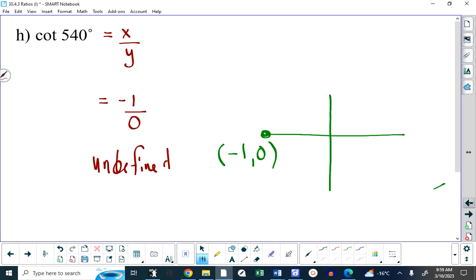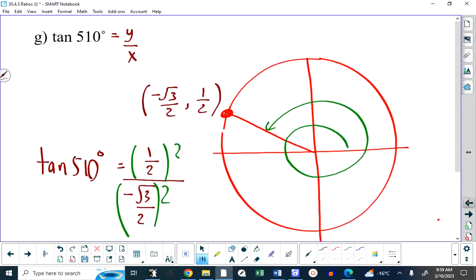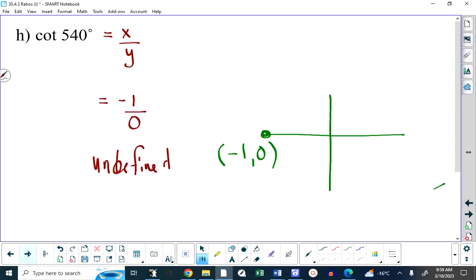Can you go back? Because I think you did the other way around. I think you did the cotangent. We're talking about this one? Yeah. Isn't that the cotangent? But this is tangent, which is y over x. Yep. So I took the y coordinate here, which is 1/2, and divided by the x coordinate, which is negative root 3 over 2. This one is cotangent, so I don't go y over x, I go x over y. Are you okay with that?